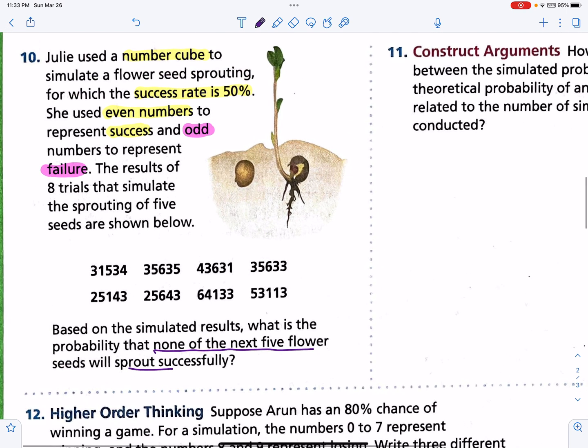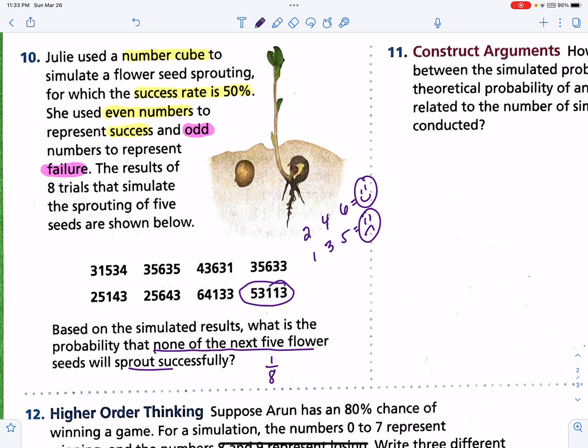So we want to write down what is a sprout and what is not a sprout. So even is success. So 2, 4, 6, because remember it's a number cube now. This is success. And 1, 3, 5 is not a success. Okay, they did not sprout. So we're looking for, is there any set of simulated data with all odd numbers? And as you go through, there's only one right here out of the 8. And so based on the simulated results, the probability is 1 out of 8 for this.